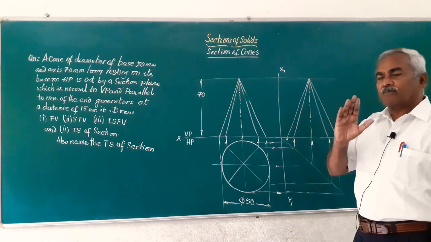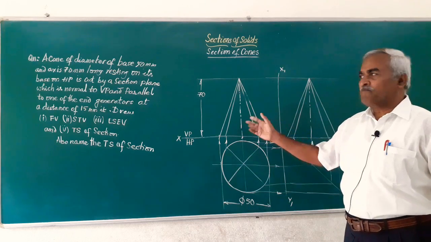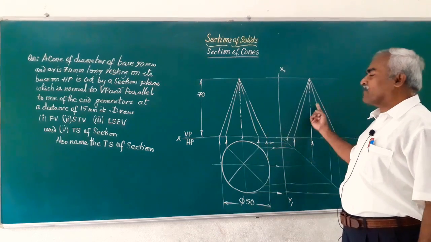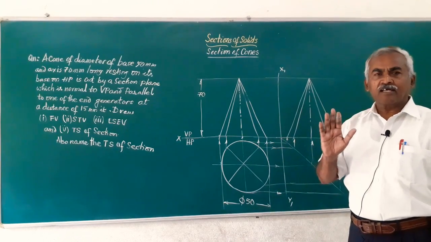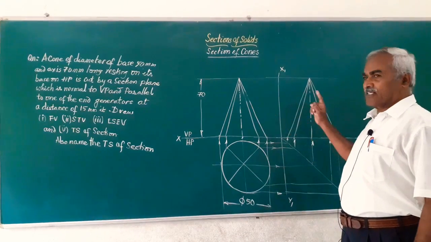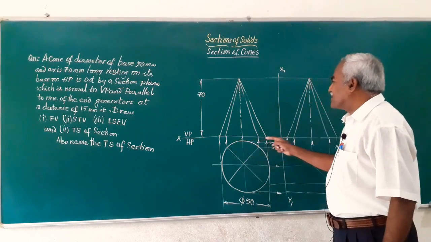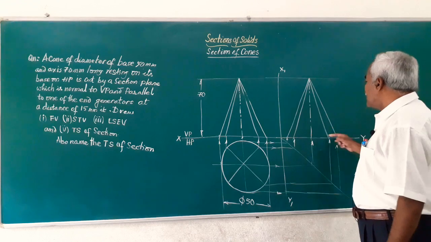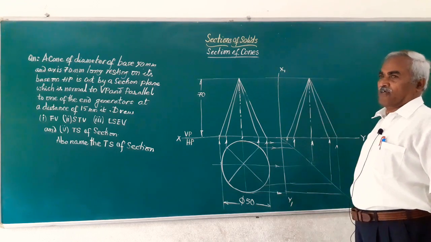So, once again remember that whenever the cone is placed on HP, its front view and the left end view or right end view will be exactly identical, and they are going to be isosceles triangles. That is to say, whatever triangle you have got in the front view, a similar triangle you are going to get in the end view, or the side view, or the profile view.